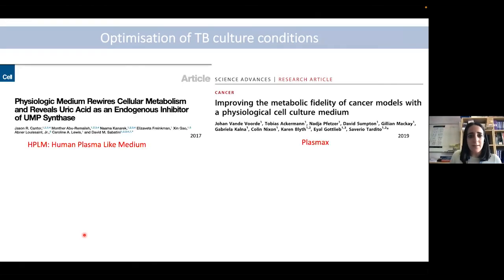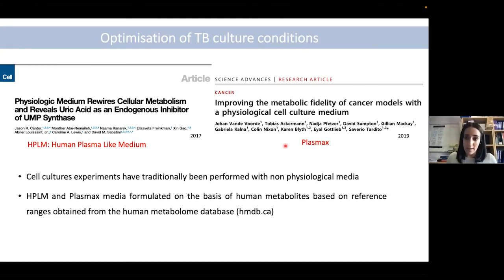In metabolic studies such as this one, the culture media is important because, as has also been found in these two studies, they came up with new formulations of the media that we use to culture our cells, which are respectively the human plasma-like medium and Plasmax. Basically they formulated these media with more physiological concentrations based on the human metabolites which are found in human plasma. And we established a collaboration with one of these groups that gave us Plasmax, so I could use it to test it on my cells.